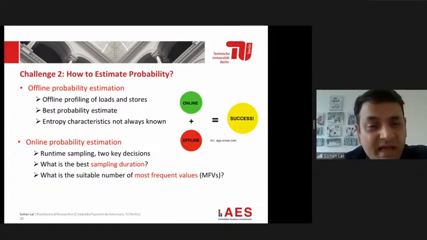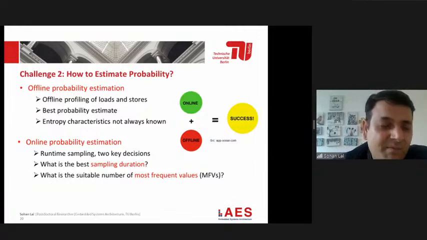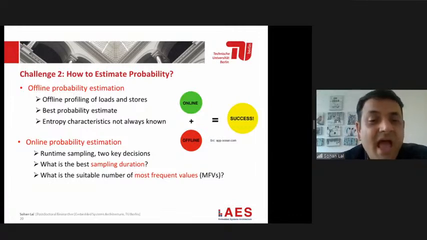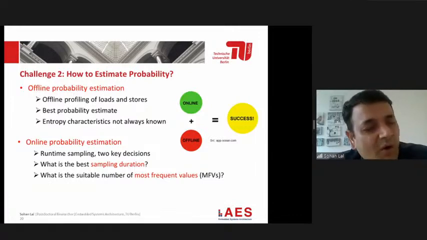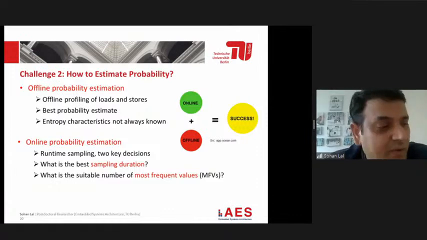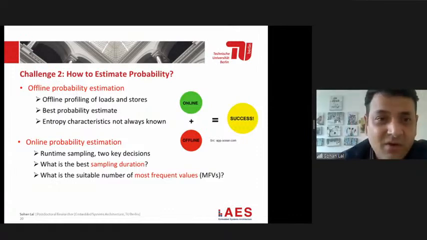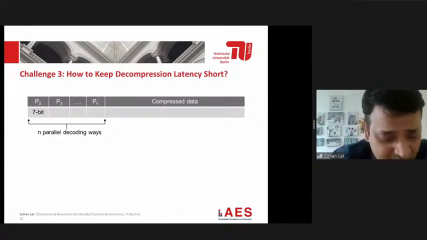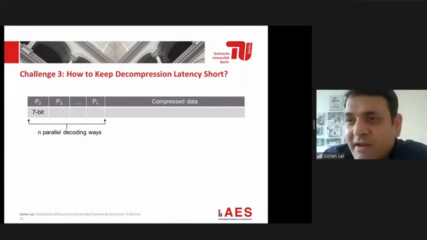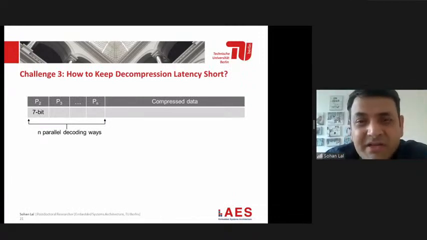Without going into detail, I want to say that we found that sampling for 20 million instructions is the best for GPUs, and only 1K or 1000 most frequent values were enough to build the coding table.